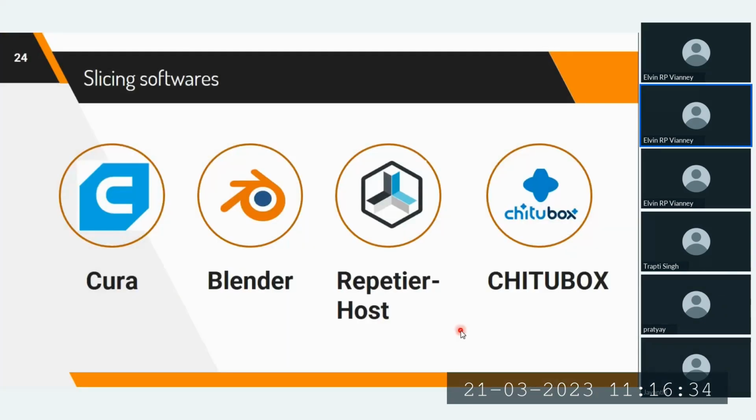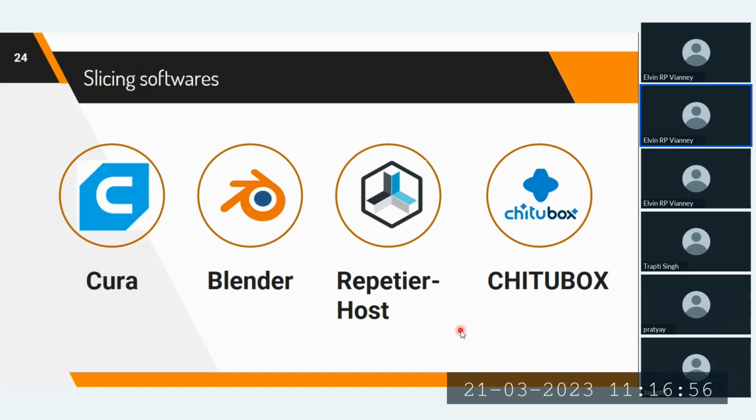The next one is slicing software. What are the slicing softwares available in our college premises, and what are the best slicing softwares I have ordered? First one is Cura. This is one of the best and most easily accessible slicing software. The next one is Blender and Repeater Host. Repeater Host is one of my favorite.